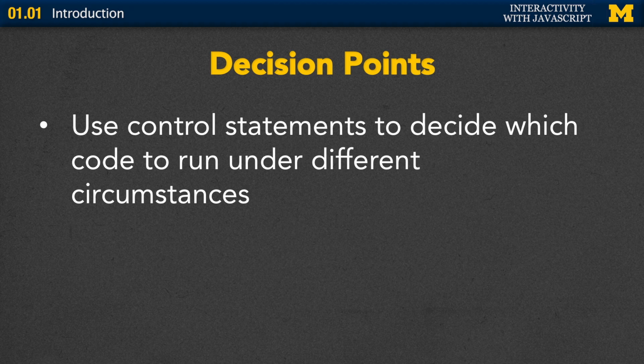We're also going to add decision points. Things are much more interesting when they don't do the same thing every single time. So we're going to write a little bit of code that can help the program decide, in some cases I want to do this, and in other cases I want to do that. We call this decision points.